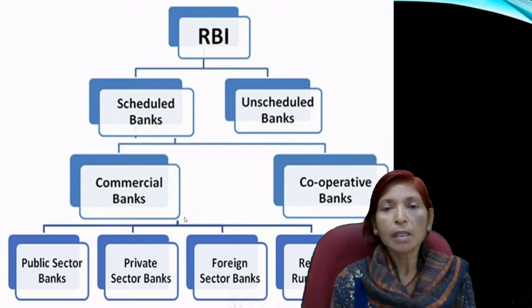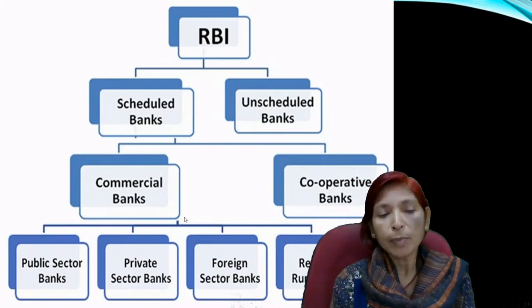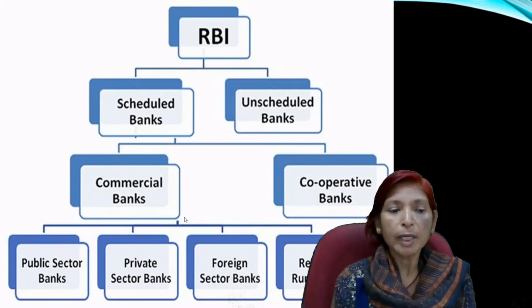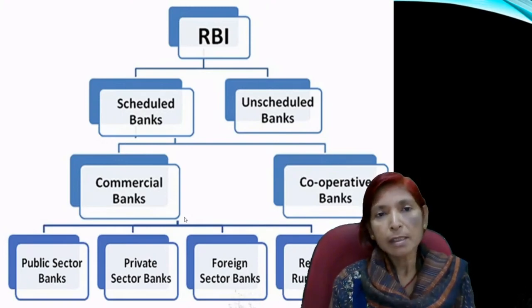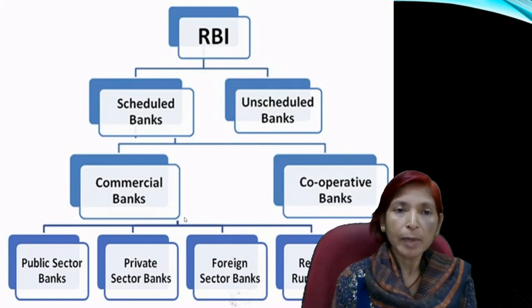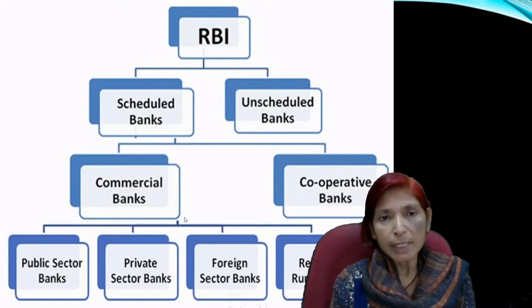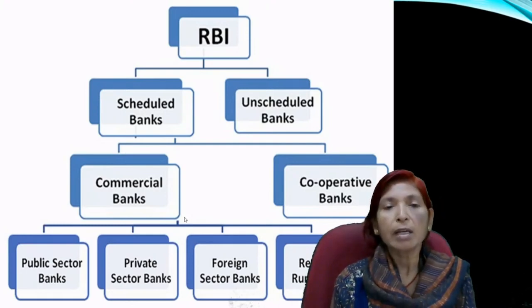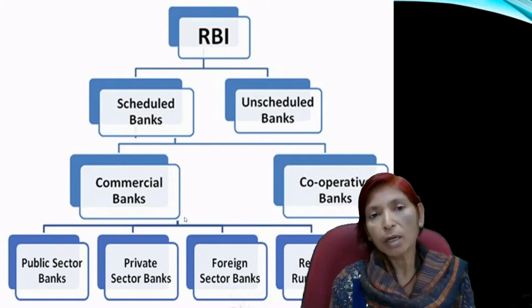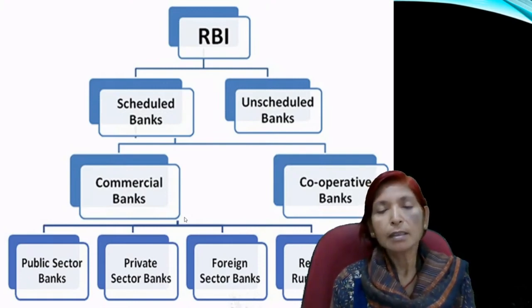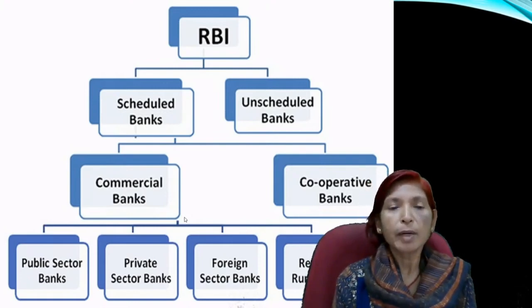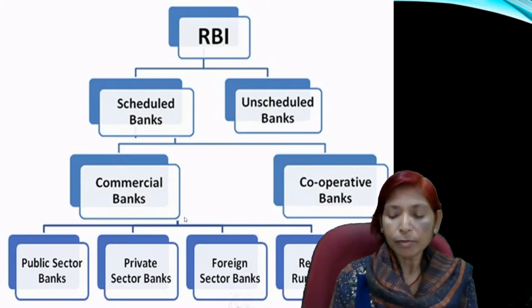In scheduled, commercial banks and cooperative banks are controlled by RBI. In commercial banks, banks may be private sector banks, government sector banks, foreign banks, and regional rural banks. All banks are controlled or managed by the Reserve Bank of India.